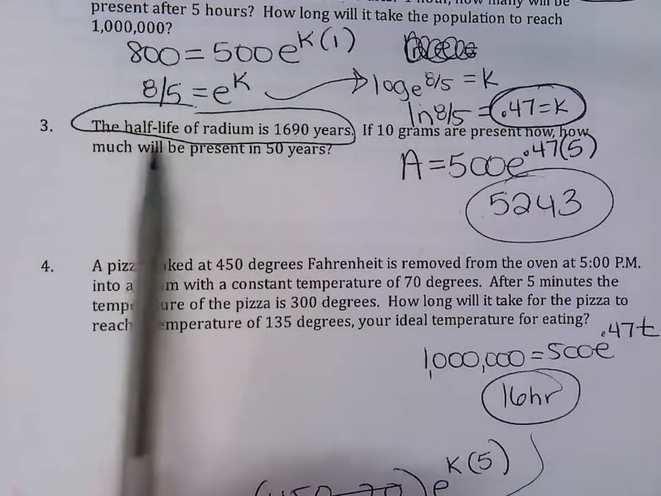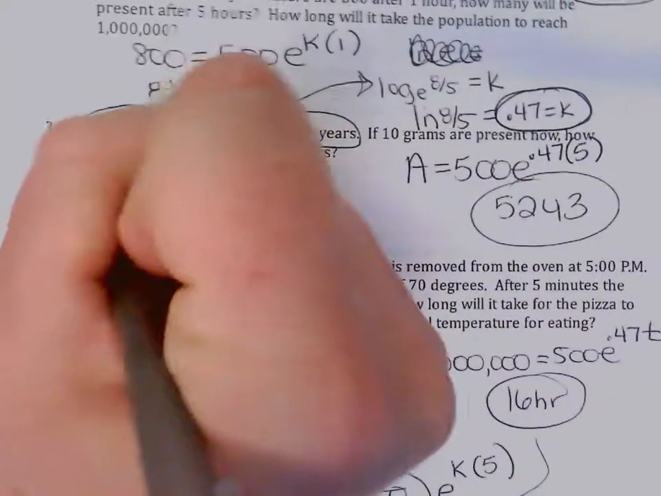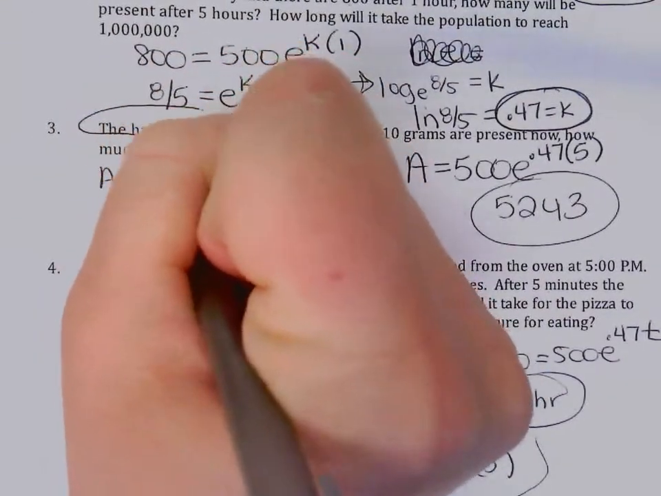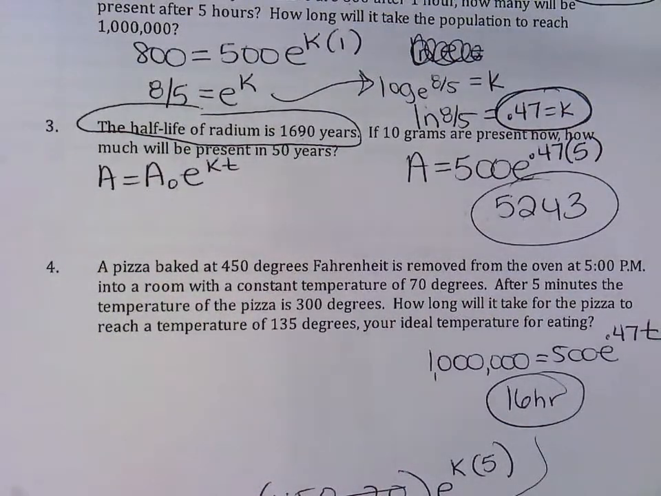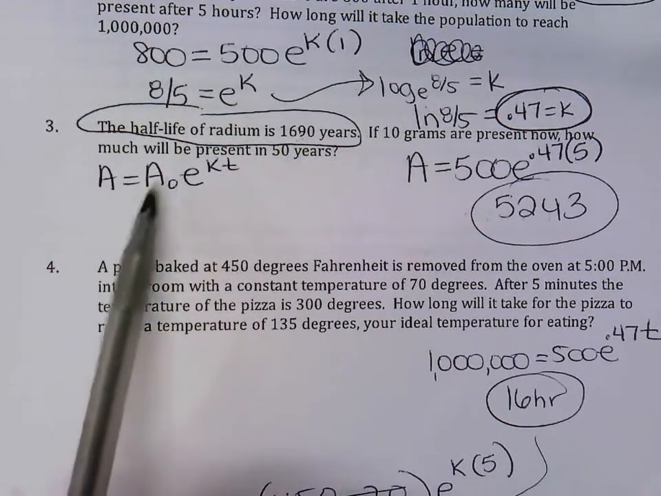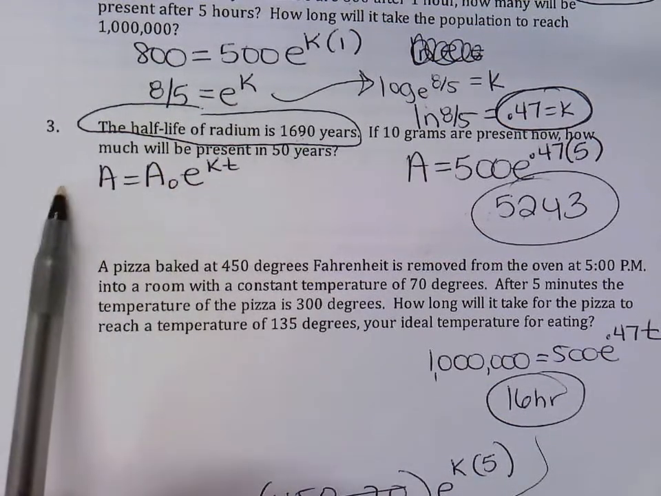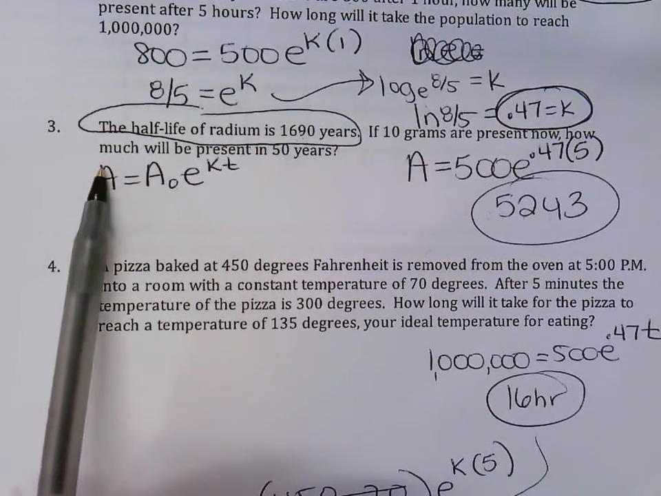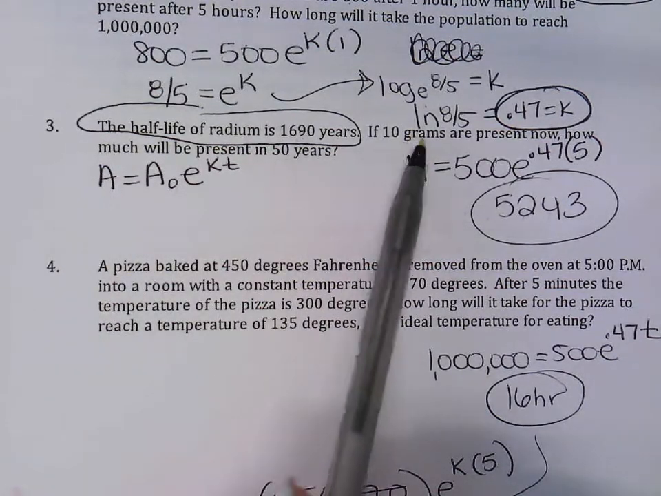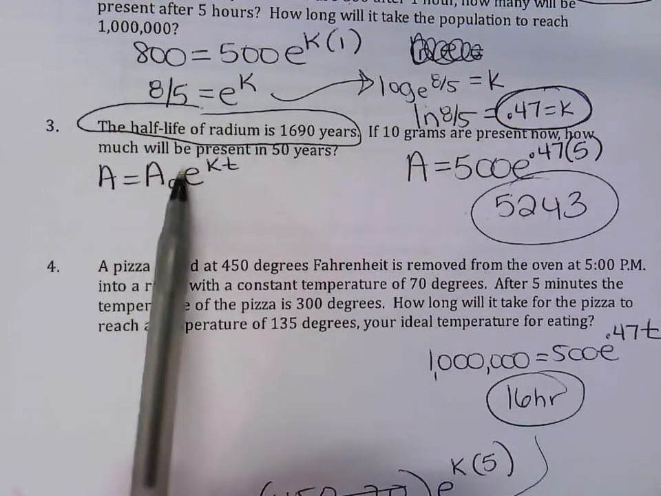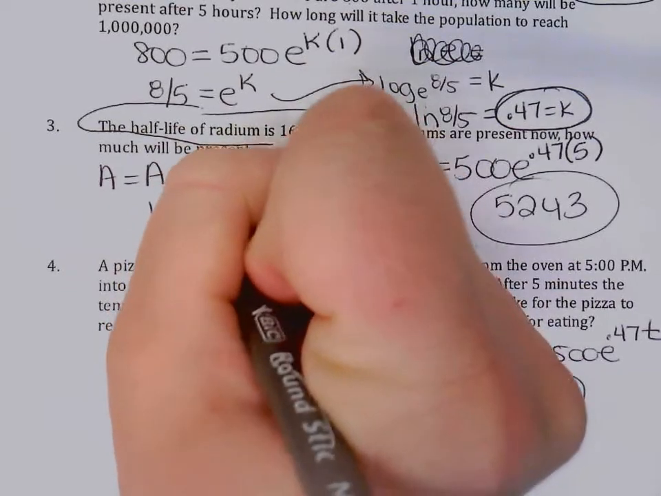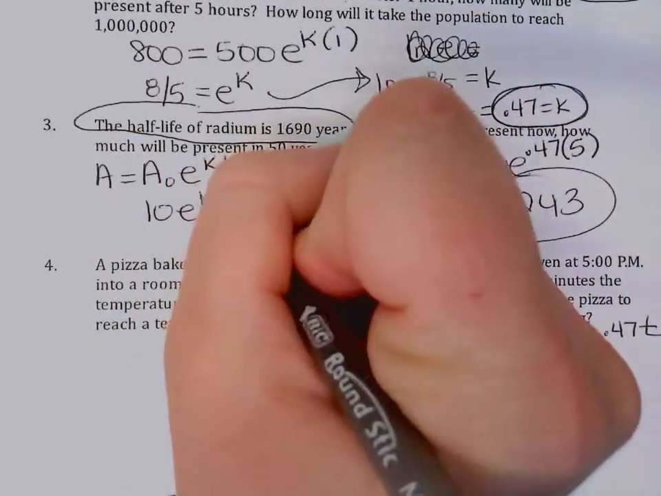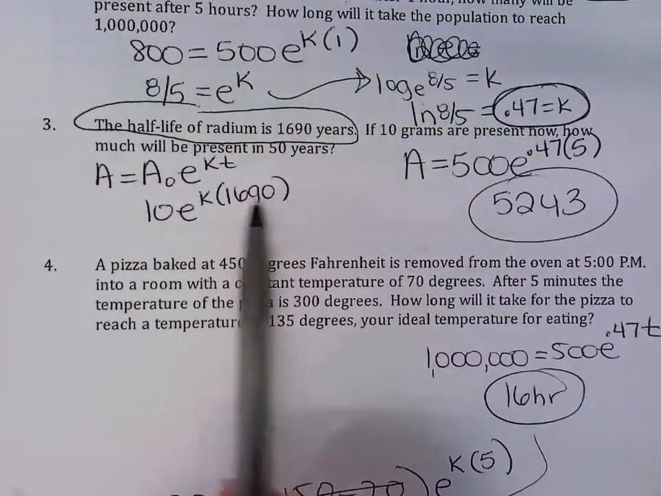To set up a half-life problem, you use the A equals A sub 0 e to the kt formula. I would give you that formula on a test. You don't have to come up with it, but you have to know what to put in for each piece. This is my initial amount. This is my half amount because it's a half-life problem. So you could put 10 grams in for the initial amount. The half-life is 1,690, so I'm going to put that in for t.